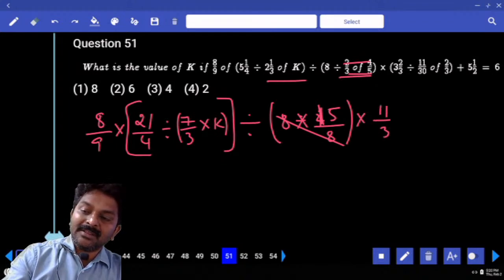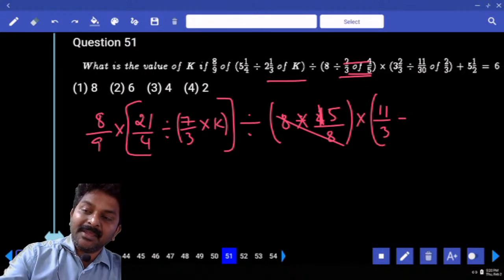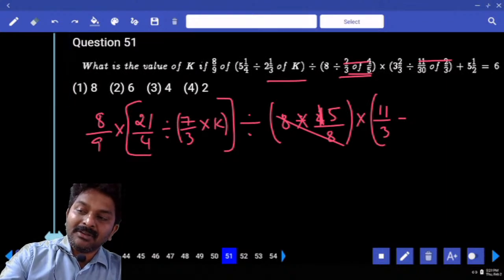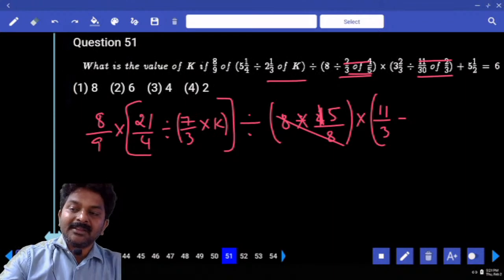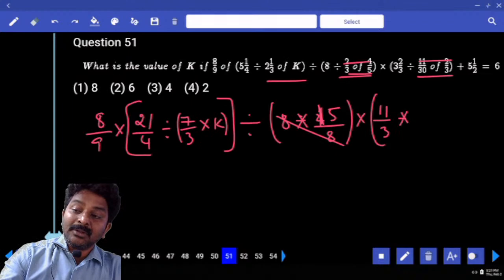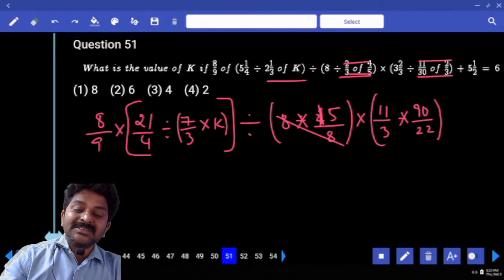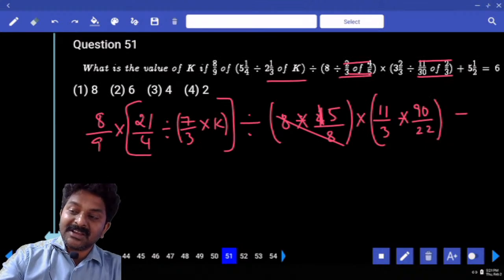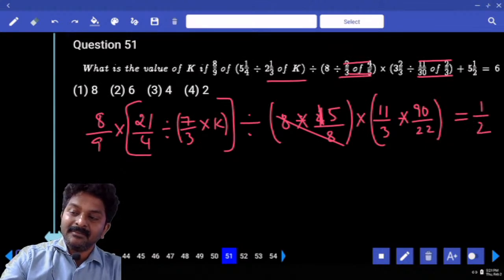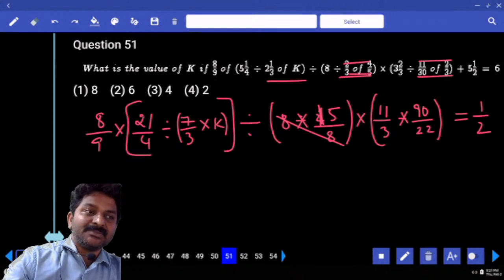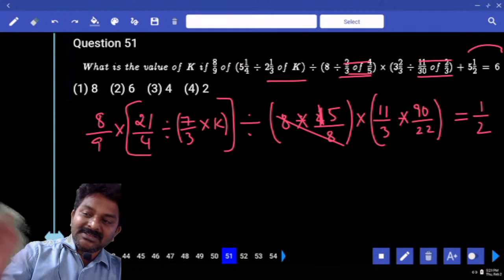11 by 3 divided by, again here also half, 22 by 90. 22 by 90 divided by 22 by 90 can be written as into 90 by 22 plus 5 1 by 2 goes to right hand side, and right hand side we will have 1 by 2. 6 minus 5 and half. Half, yes. I am taking this fellow to the other side.